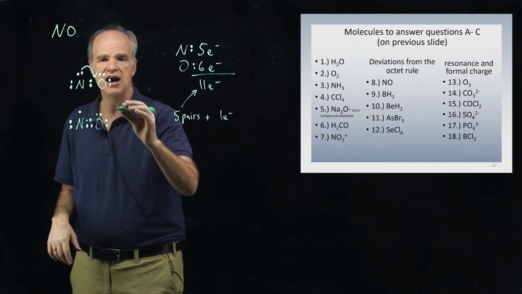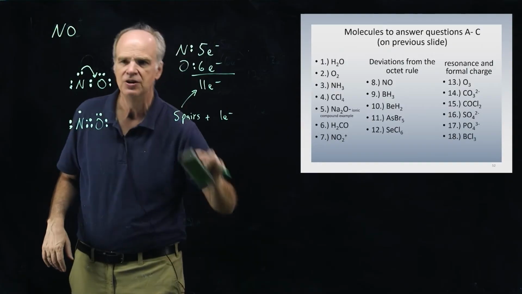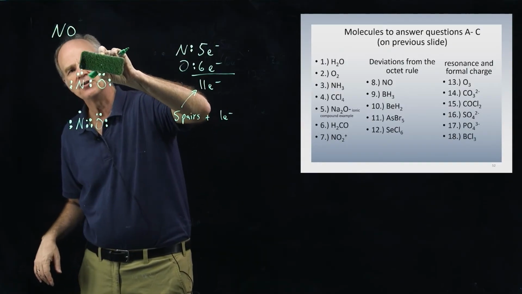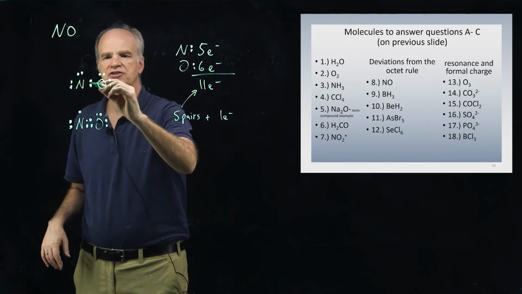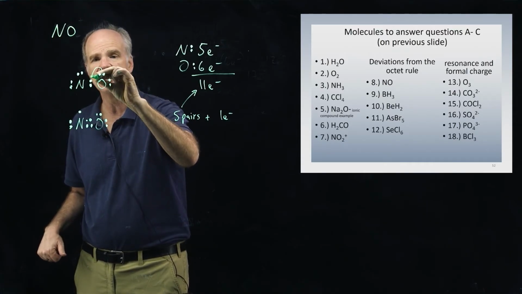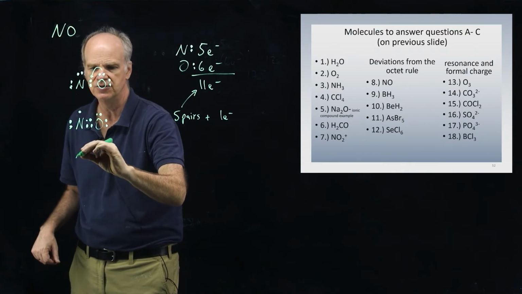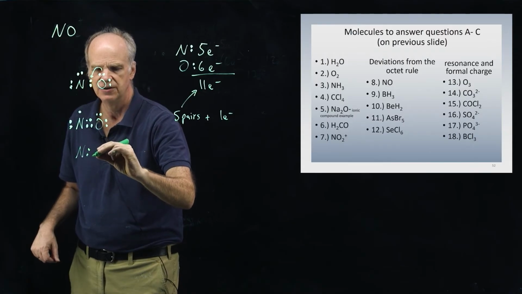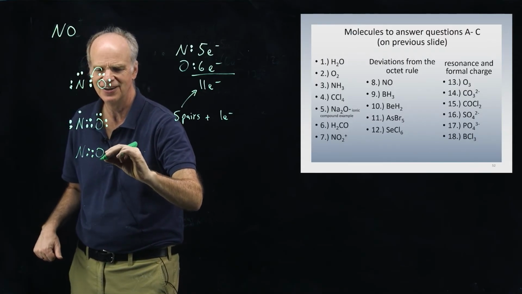Now you can go the other way if you wanted to. You didn't necessarily have to put nitrogen's pair in between the nitrogen and oxygen. You could put an oxygen's pair between the nitrogen and the oxygen. So it would look like this really quick. See if I can do this right. Okay.